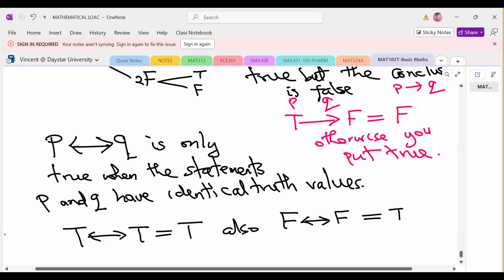Now, it's a very easy sign to interpret. You see there are two arrows. For the answer to be true, all those arrows must point to the same thing. So if the arrows are pointing to the same truth values, then the answer is T. Otherwise, you get F.